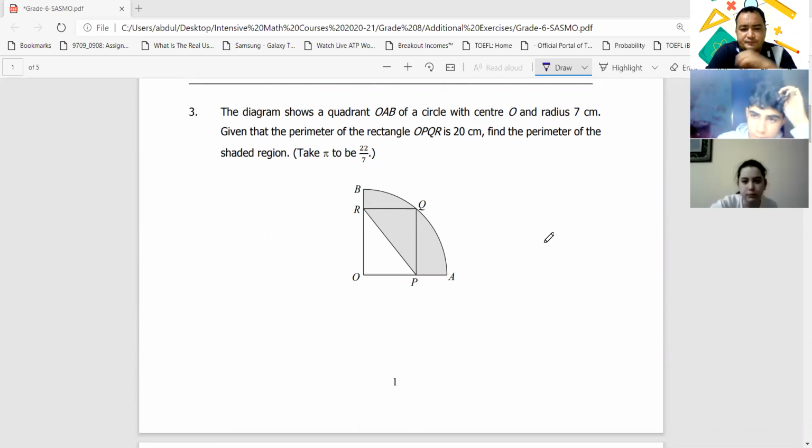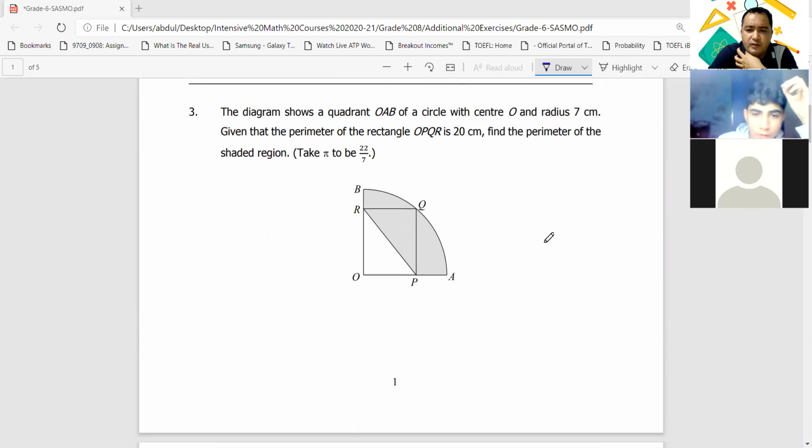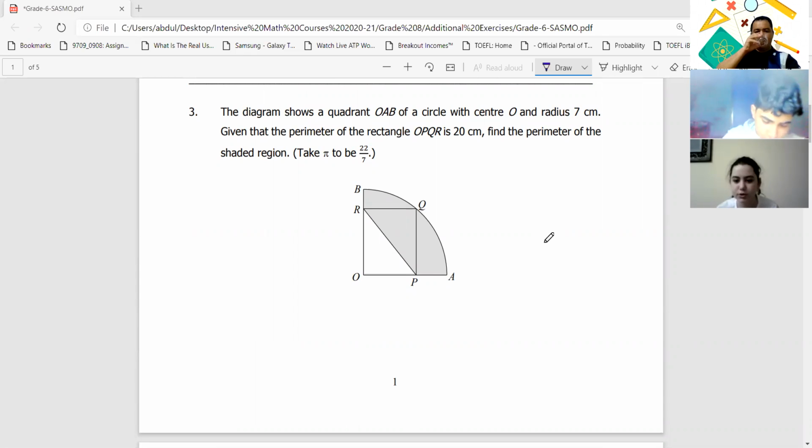So question 3. Definitely, can you read the question? Okay, I'll read the question. The diagram shows a quadrant OAB of a circle with center O and radius 7 centimeters. Given that the perimeter of the rectangle OPQR is 20 centimeters, find the perimeter of the shaded region.